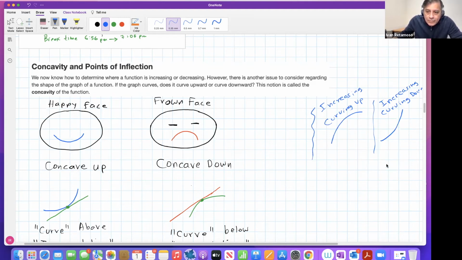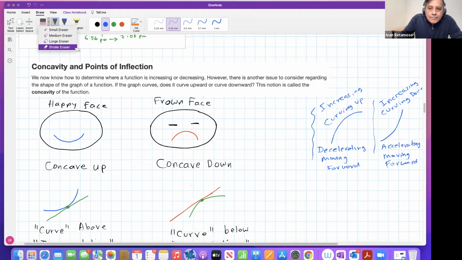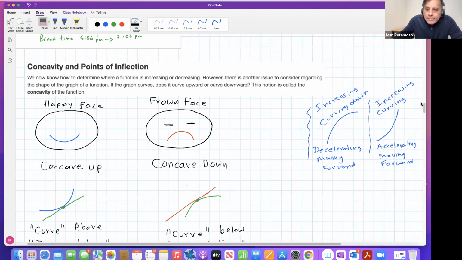So even though you discover that the function is increasing, you can go deeper and see if it is increasing curving down or curving up. Let's fix it. Yeah, this is opposite. Curving up here, curving down here. Okay, let's be careful there. Yeah, very good. Curving up: accelerating, moving forward; decelerating, moving forward.